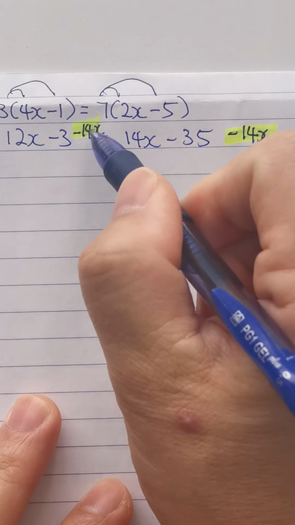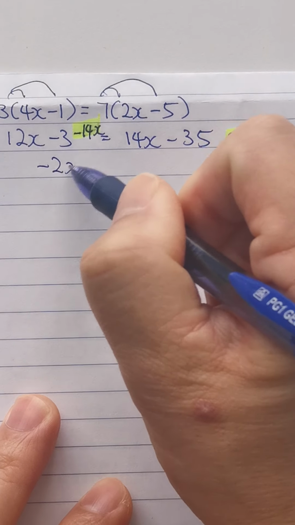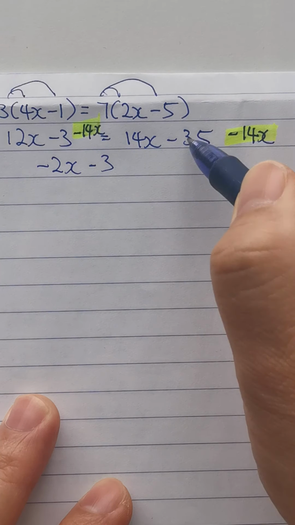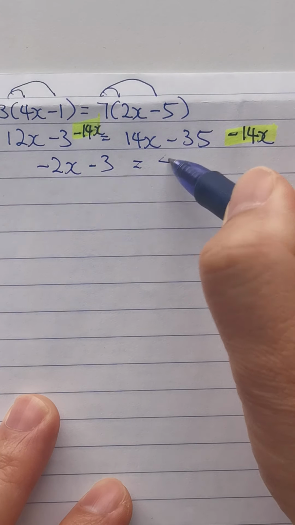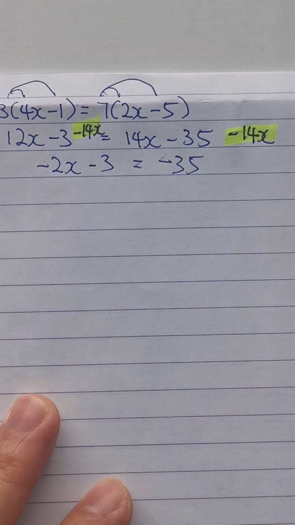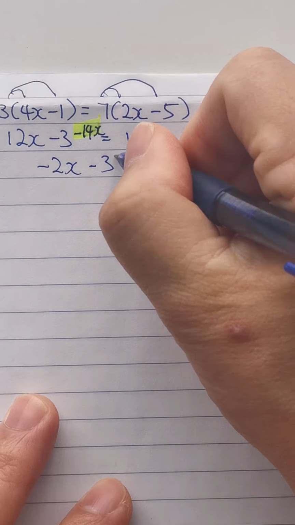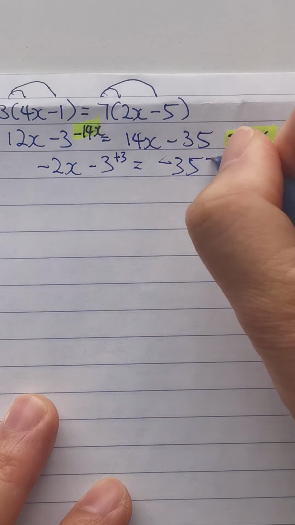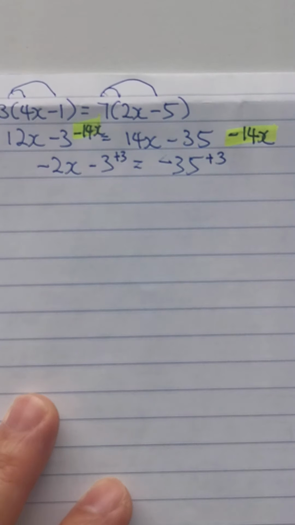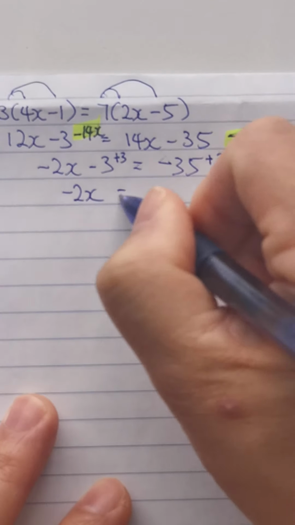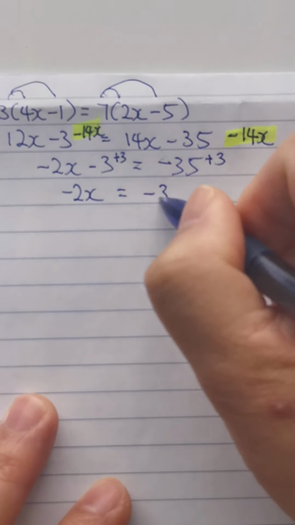So 12x minus 14x, we have negative 2x, minus 3 remain. 14x minus 14x no more, so I'm left with negative 35 on my right. I'm going to remove my negative 3, so I add a 3 on my left. I also add a 3 on my right. So I'm left with negative 2x, and on the right, I'm left with negative 32.